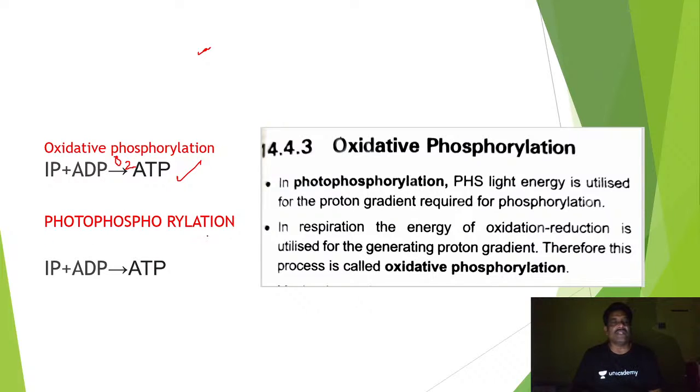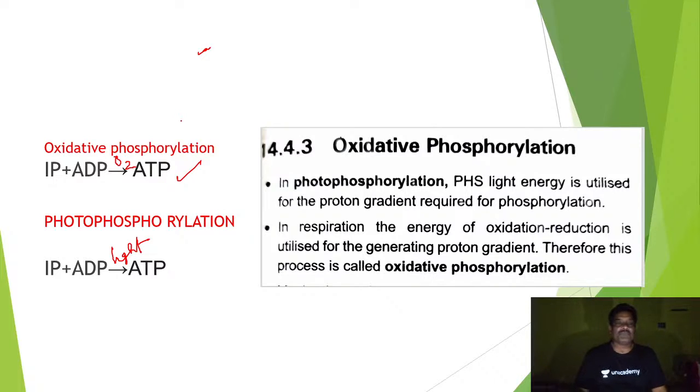Whereas in photophosphorylation, ATP molecules are also generated, but this is related to photosynthesis. In photosynthesis also ATP is generated, but here phosphorylation occurs in the presence of light. So it is called photophosphorylation. This is what is called oxidative phosphorylation. In photophosphorylation, light energy is required for phosphorylation. In respiration, it is the energy of oxidation reduction. Here oxygen is involved. That point you have to understand.